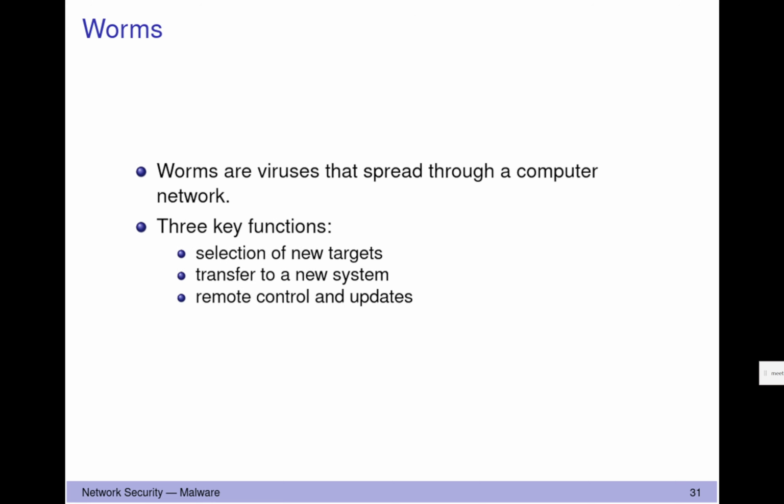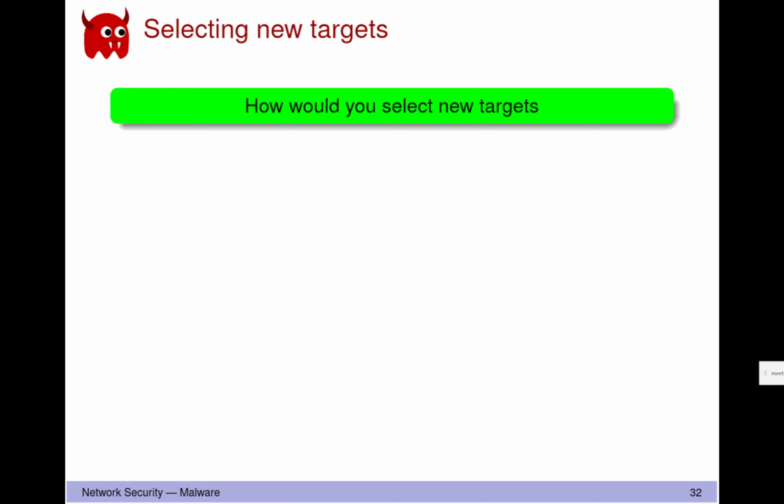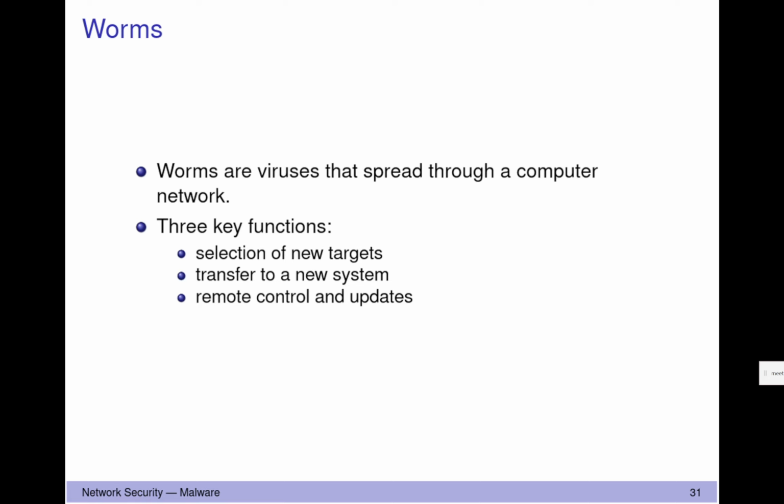Okay, let's go to worms. Worms are a little bit different from viruses. They have many commonalities. They have in common that they spread to other systems as well, so that they want to replicate, but they spread through a computer network. In contrast to viruses that spread on a single machine from one file to another, they try to infect other computers.